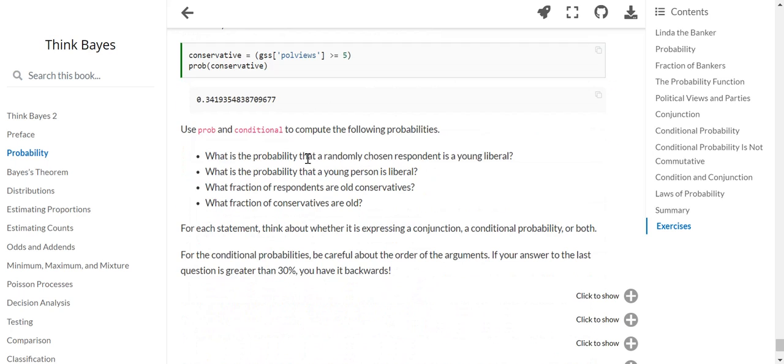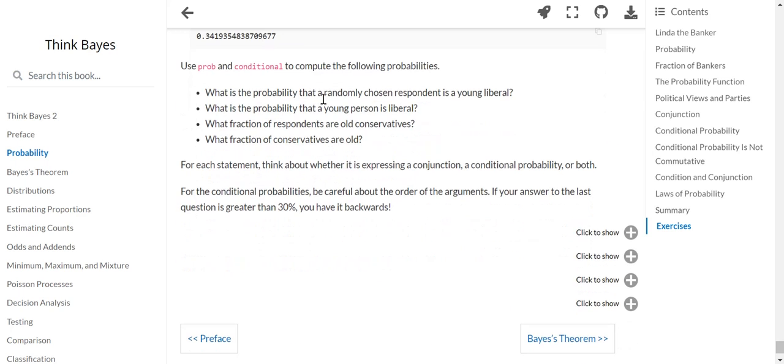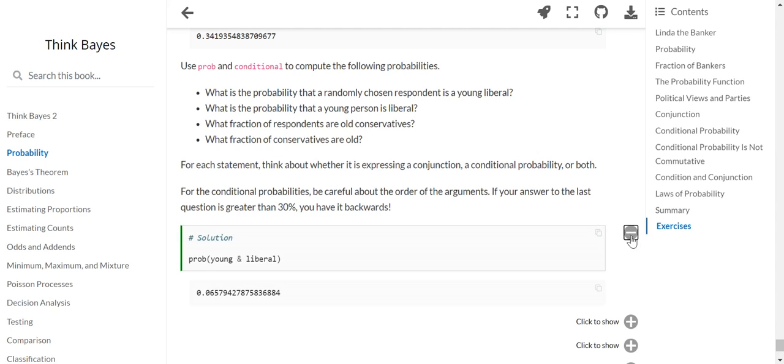So use prob and conditional to compute the two probabilities. What is the probability that a randomly chosen respondent is a young liberal? So that would be the probability that he is young and liberal. So this would be a conjunction, I believe. Yep, this is a conjunction.